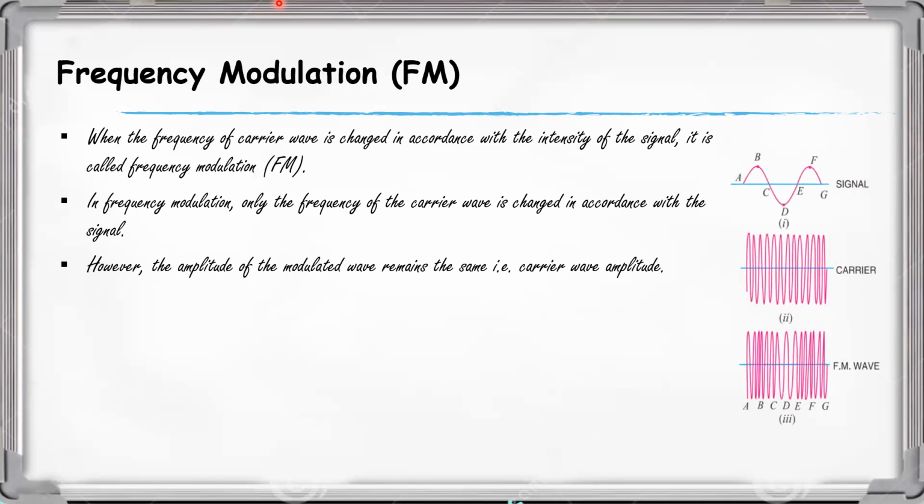Look at the figure. In the top, the modulating signal is given and the carrier wave with high frequency is given, and in the bottom it is a frequency modulated wave. That is, the carrier wave frequency is changed in accordance with the intensity of the signal.